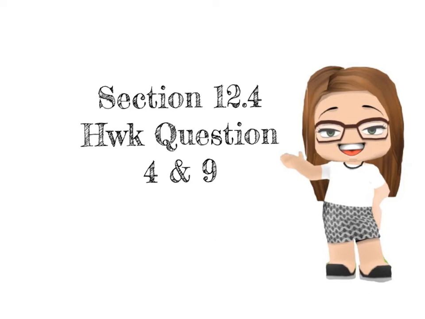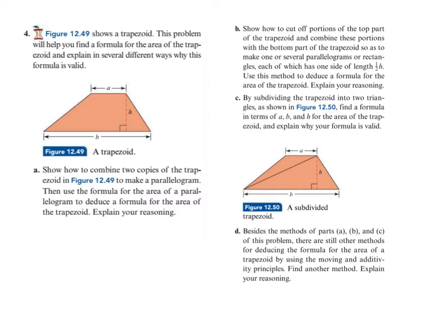Hello, I'm Mrs. O'Brien, and this video is about homework questions 4 and 9 on section 12.4. The first question is asking us to basically derive the formula for the area of a trapezoid in 4 different ways. The first is to show how to combine 2 copies of the trapezoid to make a parallelogram, then use the formula for the area of a parallelogram to deduce the formula for the area of a trapezoid.